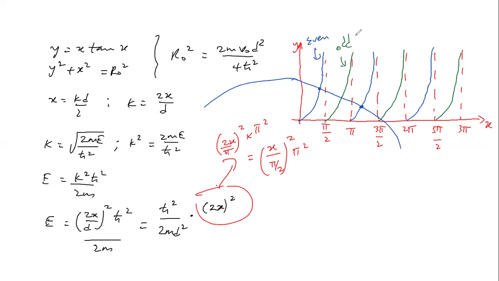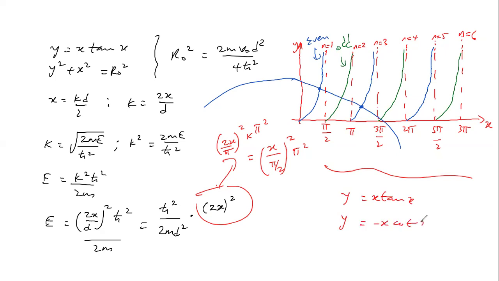So what's the implication of this graph? Here we have n equal to 1. Here is n equal to 2. Here is n equal to 3. This is n equal to 4. Here is n equal to 5. At this point is n equal to 6, all the way. So with this, we have a plot of y equal to x tan x, then y equal to negative x cot x.